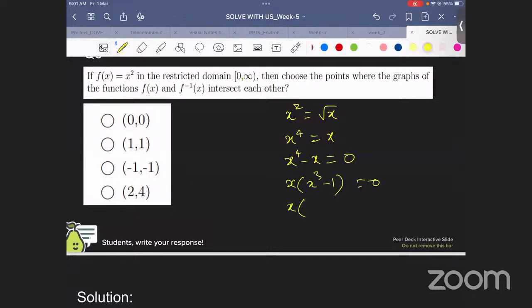This is basically x minus 1 times x square plus x plus 1, correct? From the second factor you'll not get anything. From here you'll be getting 0, and from here you'll be getting 1, correct? So 0 and 1 should be the answer. From 0 you get the point 0, 0, and from 1 you get the point 1, 1.